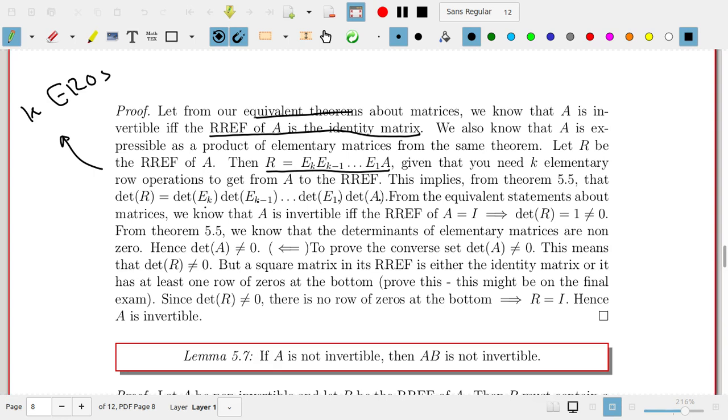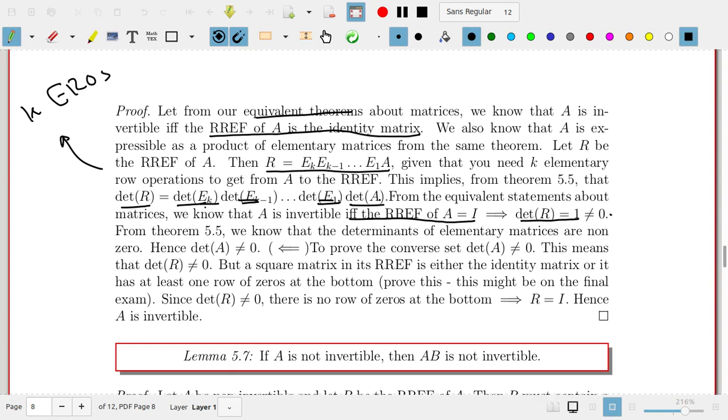Now, A is invertible if and only if the RREF of A is equal to I. So which means the determinant of R equals 1, which is not equal to 0. Okay, so we've proven one side of the theorem, meaning if A is invertible, then determinant of A is not equal to 0. Because these determinants are non-zero, right? So if these are non-zero, then determinant of A is non-zero.